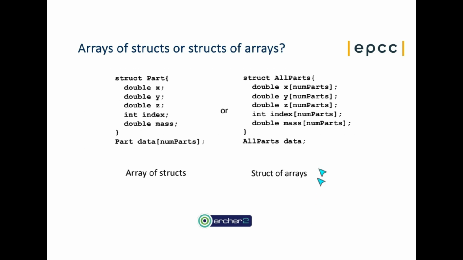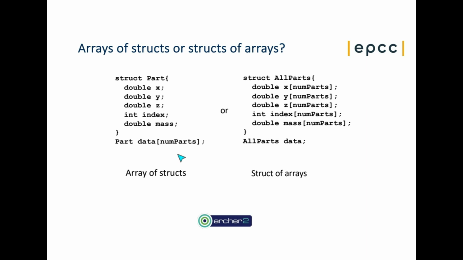Okay, but then we're often faced with choices about layouts. So how should you structure your code? This is the array of structs or struct of arrays argument. Suppose I have a particle code. I can lay out my data so that I have a structure which represents one particle, that maybe has its X, Y, and Z positions, an index, and a mass in there, and then I can declare an array of particles.